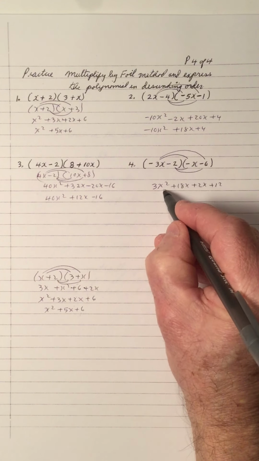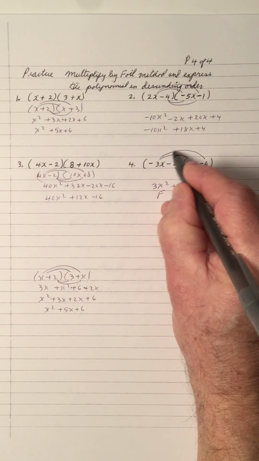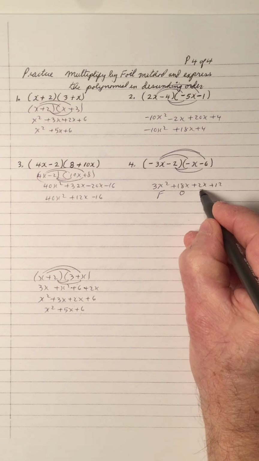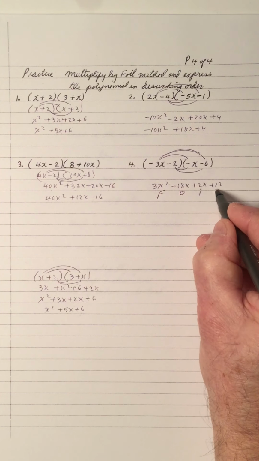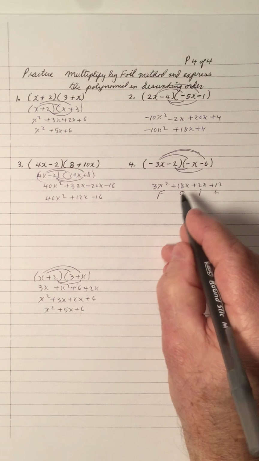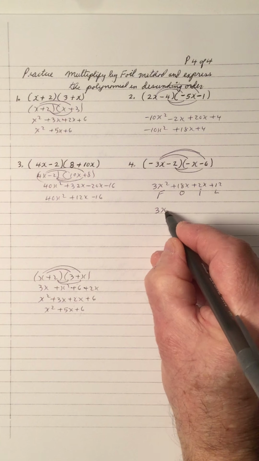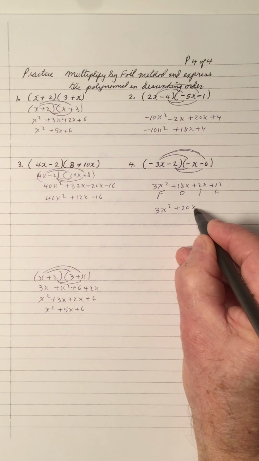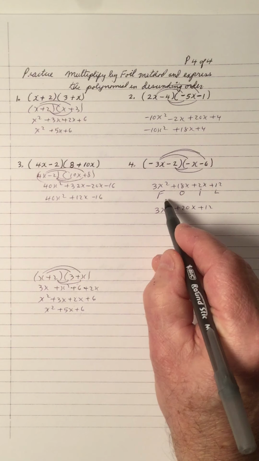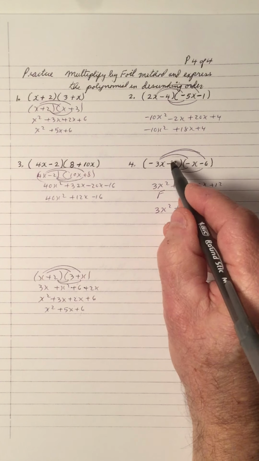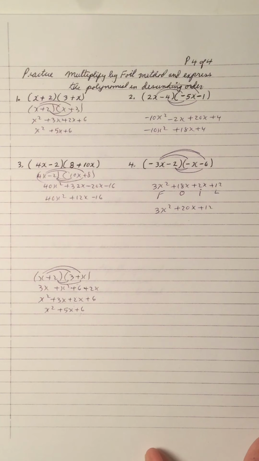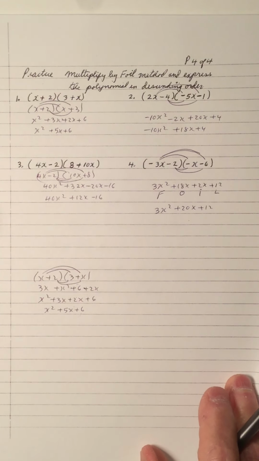First, outside, inside, last. F-O-I-L. And add up the like terms. 3x squared and 18 and 2 makes 20x. So first, outside, inside, last. You're multiplying, then you add up your like terms. So that takes us through the FOIL method. That's multiplying a binomial by a binomial.